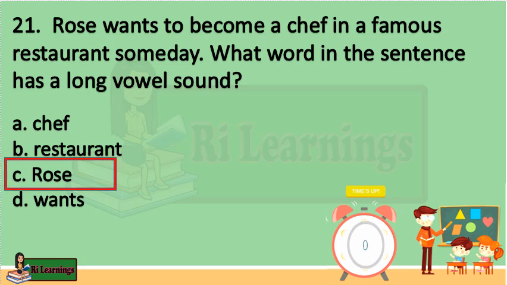The correct answer is C. Rose. Explanation: rose has a long O sound, O, because the silent E at the end makes the O pronounced as its name. Chef has a short vowel sound, E. Restaurant has short vowel sounds in its syllables. Wants has a short A sound, A.